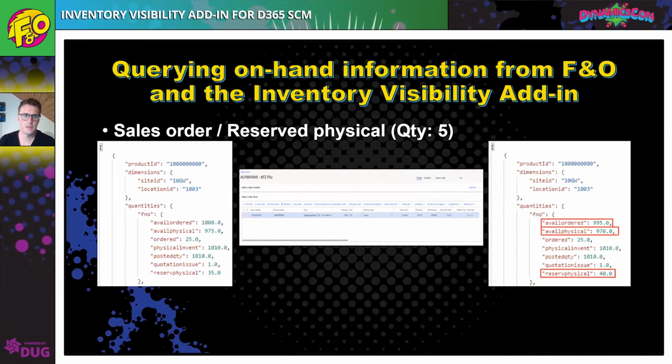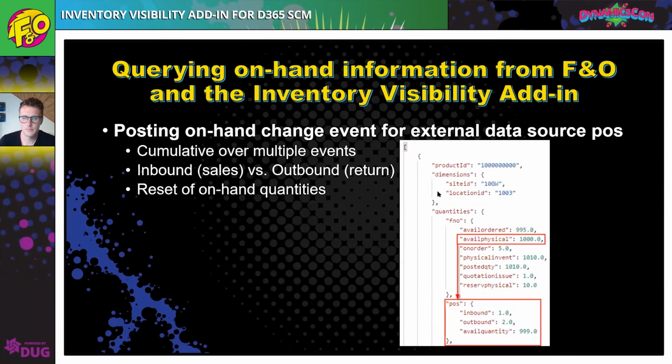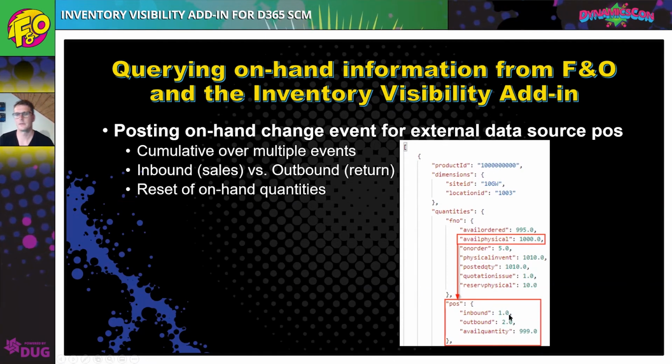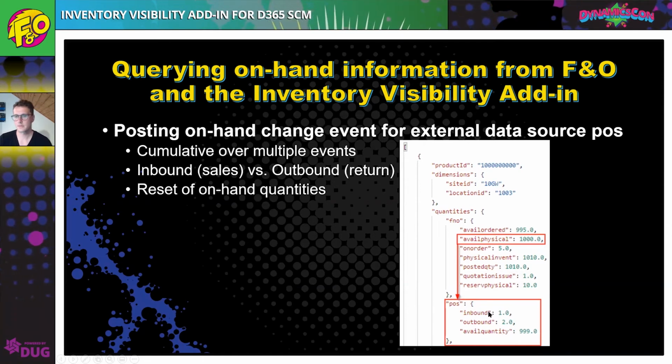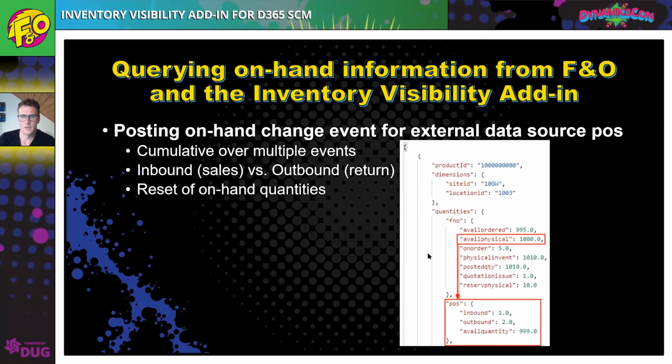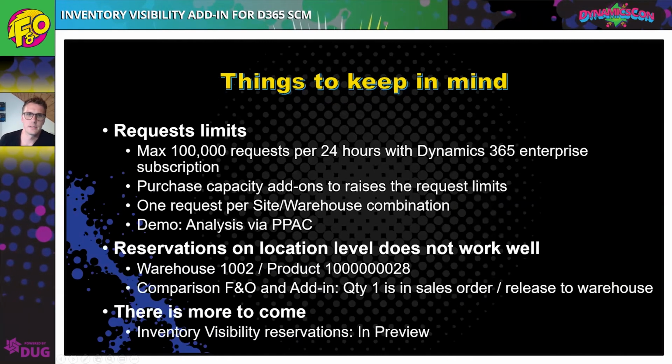I also had a demo for the additional data sources, but we are slightly running out of time, so I will only touch on this shortly. You can post this also via the API, for example, via Postman. So you can post inbound, outbound, or you define your own fields, and then you calculate available quantity. In this case, this is an example for, let's say, a third-party POS system. With this, I'm going to the things to keep in mind.